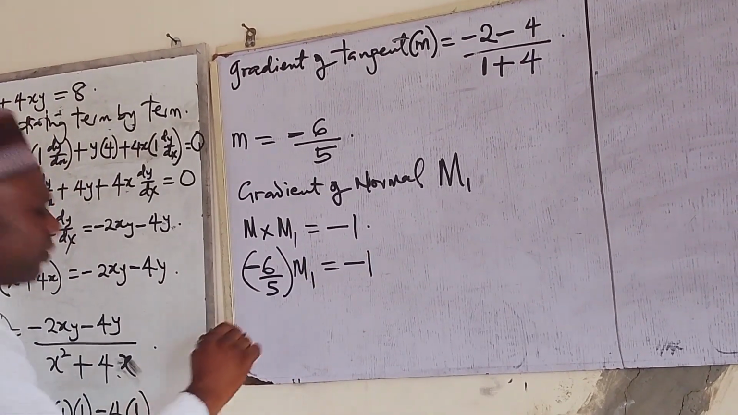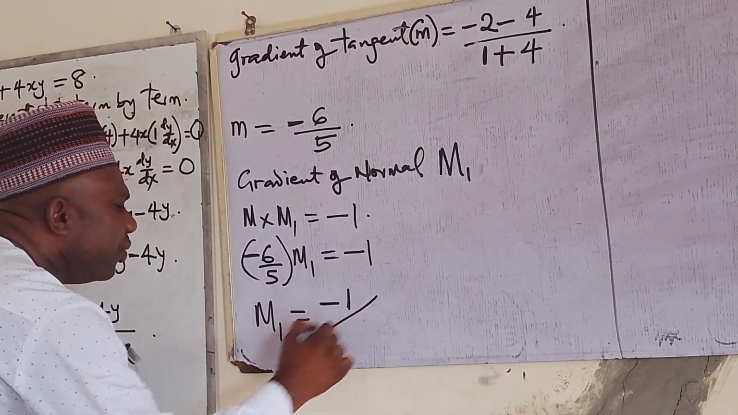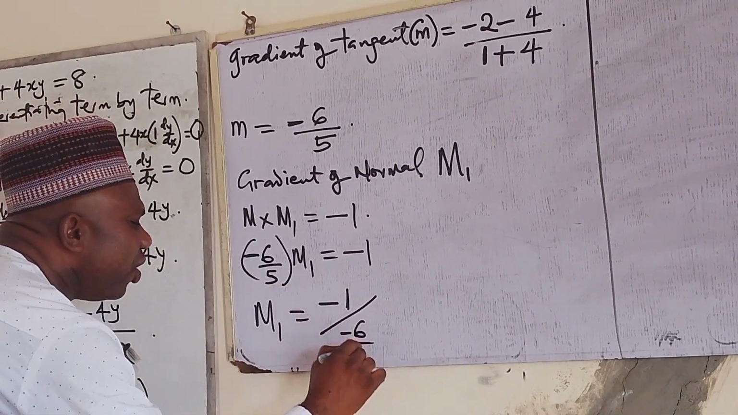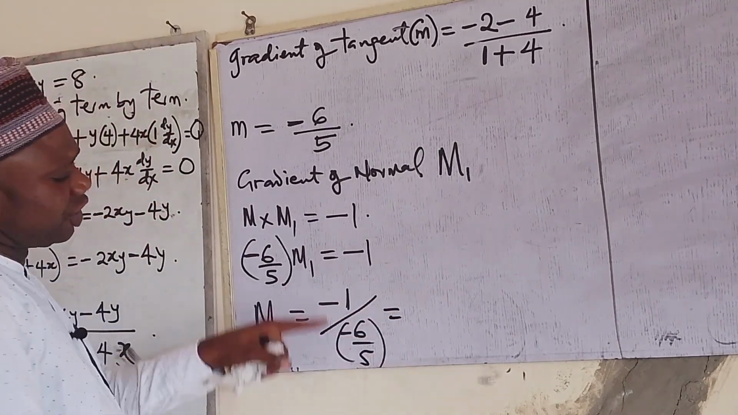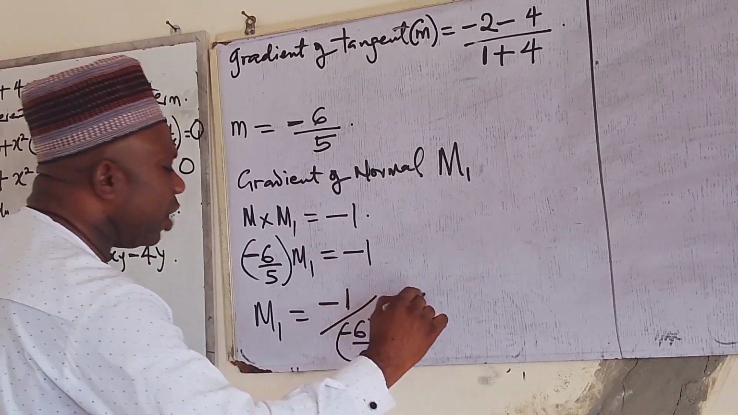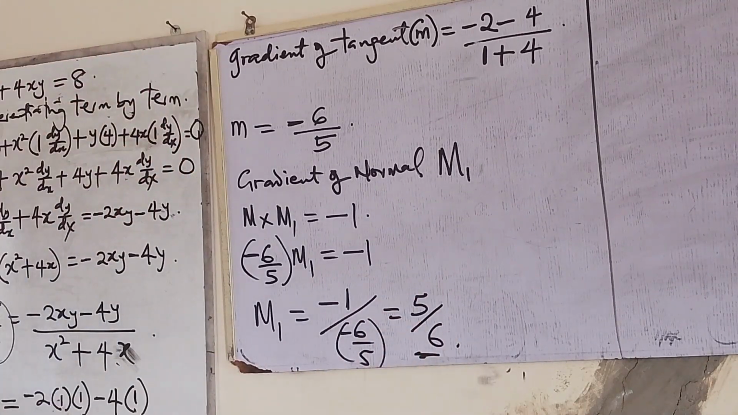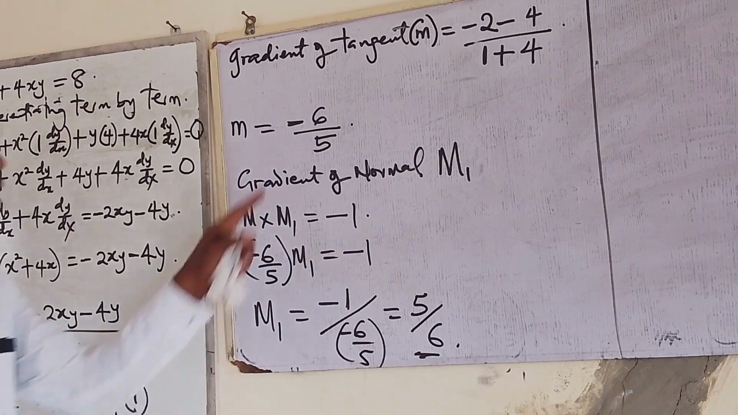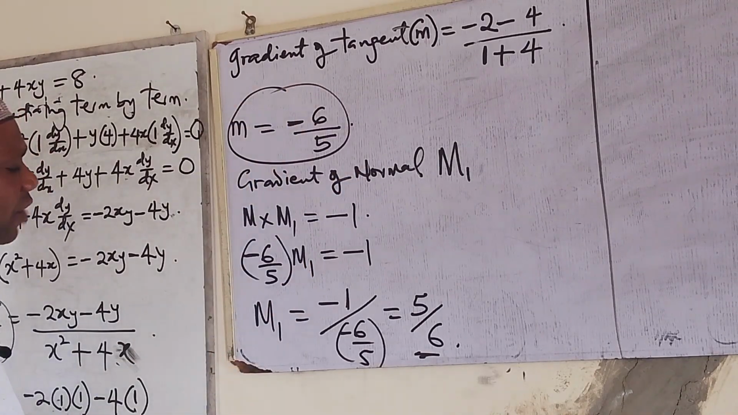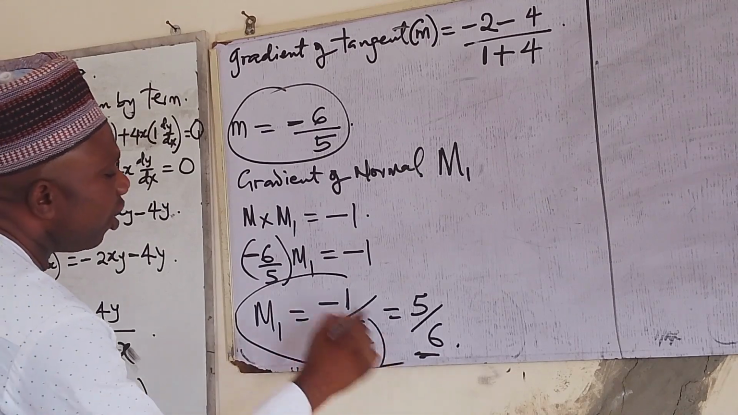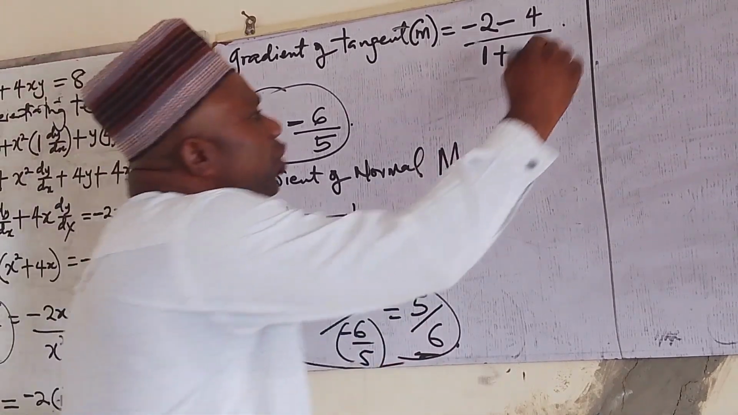So it means the value of our m1 will be equal to minus 1 divided by minus 6 over 5. So minus minus will change to plus, and the reciprocal of 6 over 5 will change to 5 over 6. Now, this is the gradient of normal. The gradient of tangent is minus 6 over 5, and the gradient of normal is 5 over 6. Now, let's look at the equation of tangent.